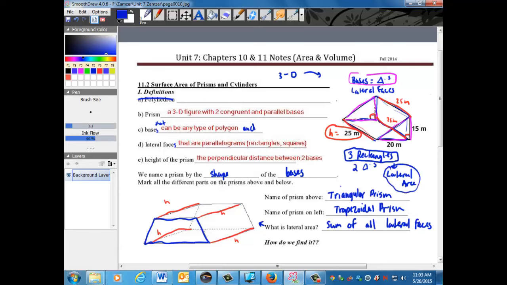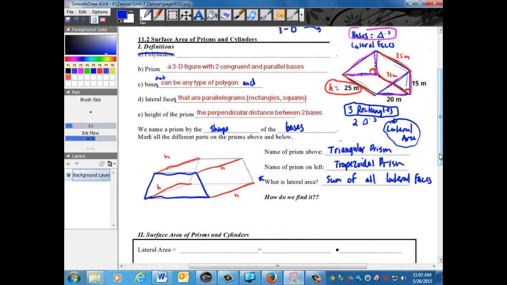So when I look at this shape down here below to the left with our trapezoidal prism, we have 4 rectangles. 1, 2, 3, 4. Okay, so we need to find the area. So we're going to find the area of our 4 rectangles. Okay, and how do we find the area of our 4 rectangles? Well, we know that area of rectangles is going to be base times height.